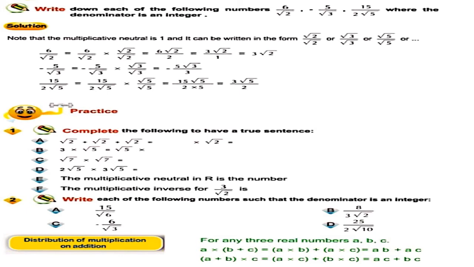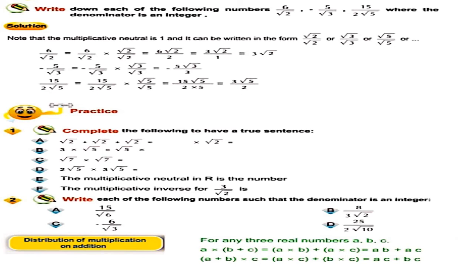6 over root 2: we will multiply by square root 2 over square root 2, up and down, numerator and denominator. The result will be 6 root 2 over 2. By simplifying, 6 over 2 equals 3. The result will be 3 root 2. Negative 5 over square root 2 times square root 3 over square root 3. The result will be negative 5 square root 3 over 3.